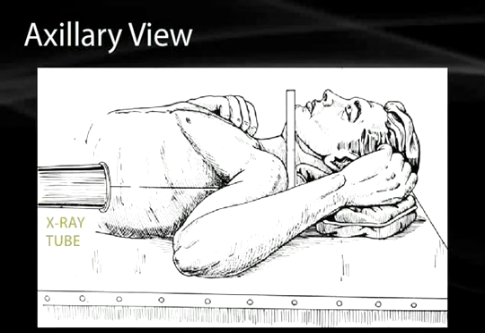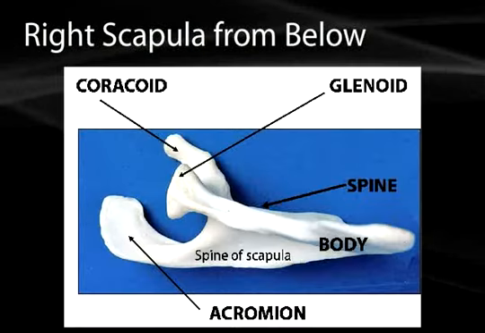In an axillary view, it's a unique view to try to get underneath the arm, and this is kind of the way that you're looking at the scapula from below. So the inferior angle is closest to us on this, whereas the acromion and the coracoid are further away.